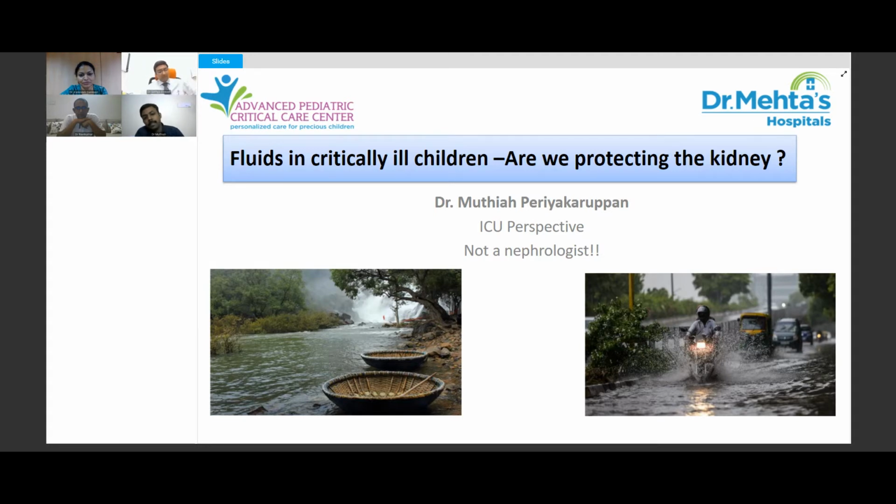This picture summarizes the talk. On the left side, we have the river Kaveri, where the water is flowing inside the river. On the right side, we have the rainy season in Chennai, where the water is on the roads. So you know what we want.